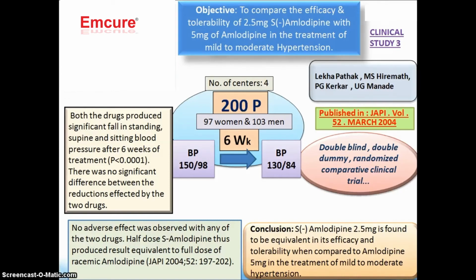Well, in the initial studies which were done, we said it was the supine blood pressure. Supine means when the patient is lying down flat on the bed. And in this study of 200 patients, the blood pressure was measured in standing position, in lying down position, and also in the sitting position. So 3 types of blood pressure measurements were carried out on all these patients, and it was to compare finally and to conclude the efficacy and tolerability of S-amlodipine over 5 milligrams of amlodipine.